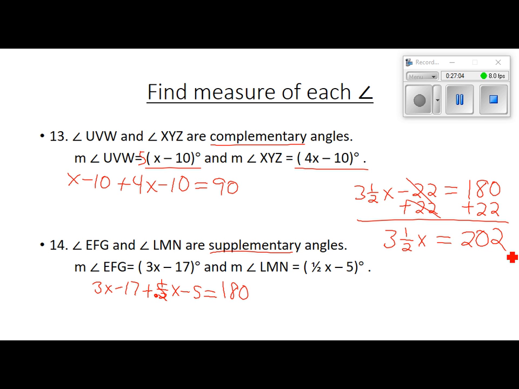Forget that the half's there. If that just said 3x, what would you do next? Divide by 3. If the half is there, guess what you still do? You still divide. So you take 202 divided by 3.5, and on your calculator, most all of them's got the ABC button on them. You just put in 202 divided by 3 ABC button 1 ABC button 2 equals. 57.7. That don't sound right.